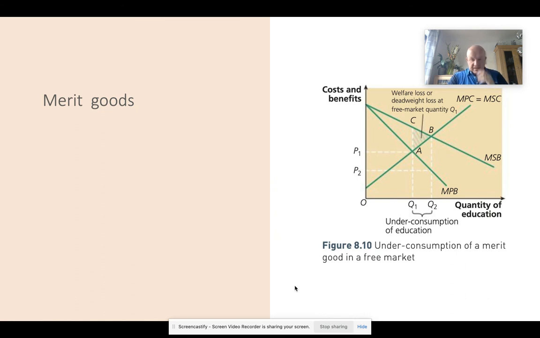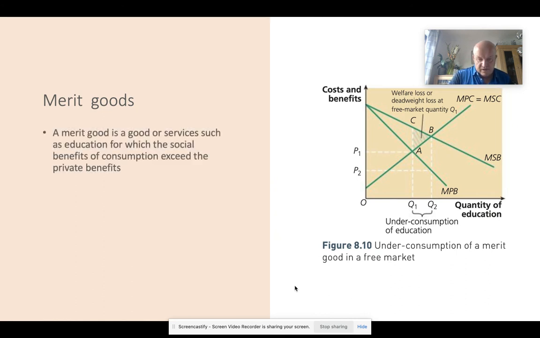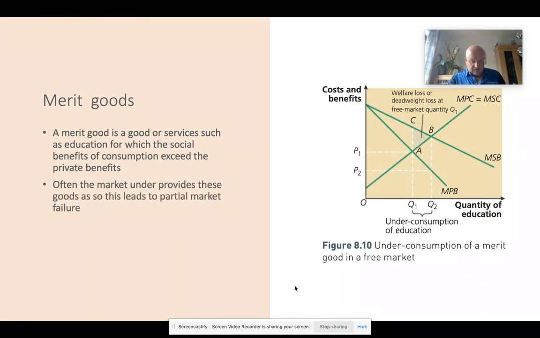Merit goods, what are they? Well, let's take a look at what they are. A merit good is essentially a good or service such as education, which has social benefits of consumption that exceed the private benefits. Again, in this instance, the marginal social benefit is higher than the marginal private benefit. And so in this scenario, we've got a case where the market will probably underprovide these goods and services because it's not in their interest to produce more, and that could lead to partial market failure as a result.